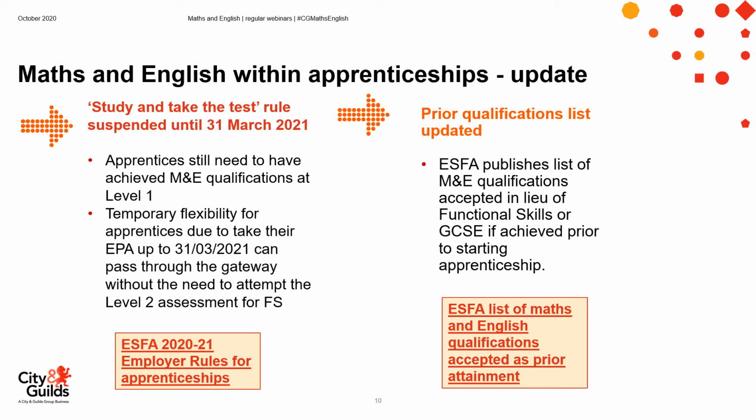There have also, just if you've been following this, been a couple of minor tweaks to the ESFA list of qualifications other than functional skills or GCSE that can be accepted where apprentices have already achieved these. Again, you can see on this slide a link through to the current ESFA list. Principally, that list relates to historic qualifications or qualifications gained from other parts of the UK, and there's also some guidance on international qualifications that can be accepted where they're deemed to be level 2 equivalent.